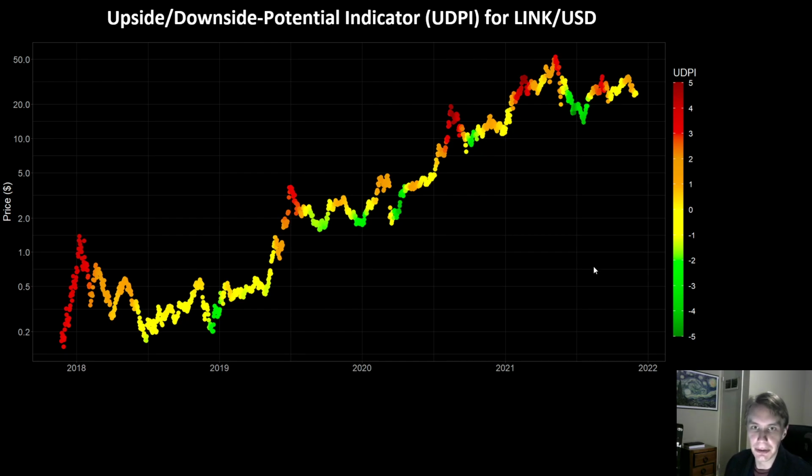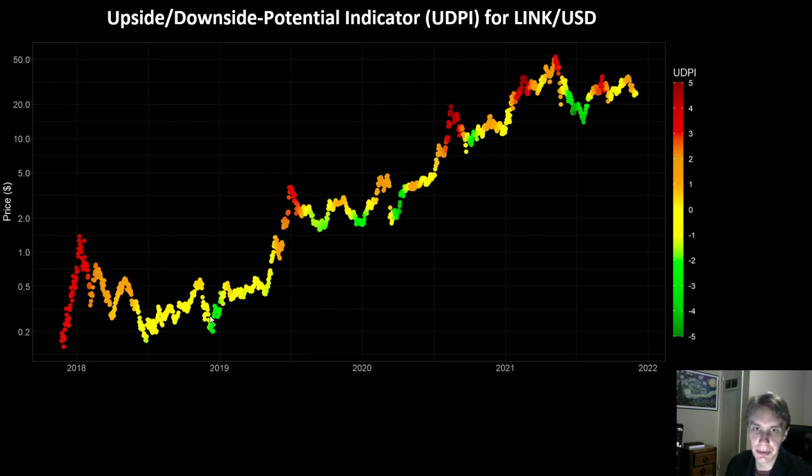So if you've seen our first Link video, then you're quite familiar with this graph, but in brief what I'm showing you here is the price history of Link across time. The price is in logarithmic form, each dot is a day, and each day is color-coded to the output of our risk model, the upside-downside potential indicator. So 5 is high risk, -5 is low risk.